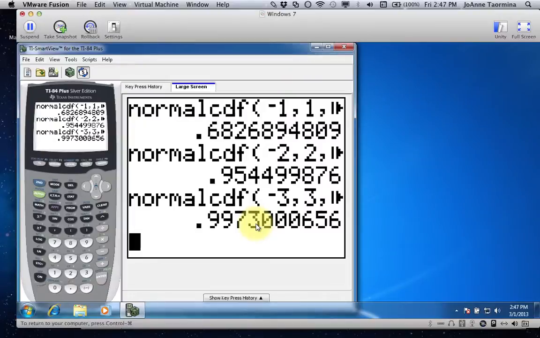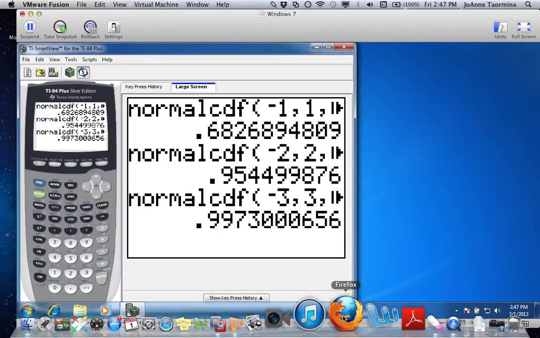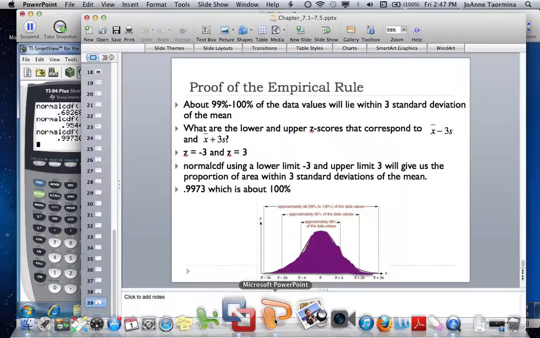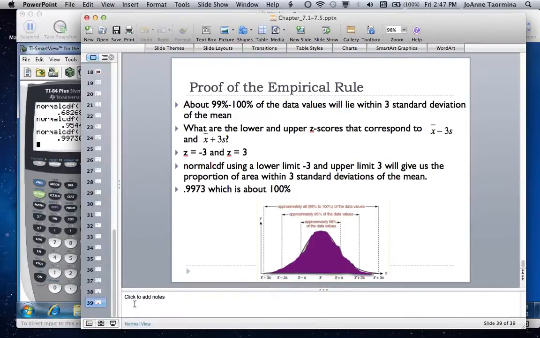So we do have to account for the outliers that could happen past -3 and past +3. So we say that approximately all, about 99 to 100% of the data values fall within 3 standard deviations of the mean. So that is the proof of the empirical rule. Hopefully that rule makes a little bit more sense now that we could demonstrate its values through the normal CDF function on our calculator.